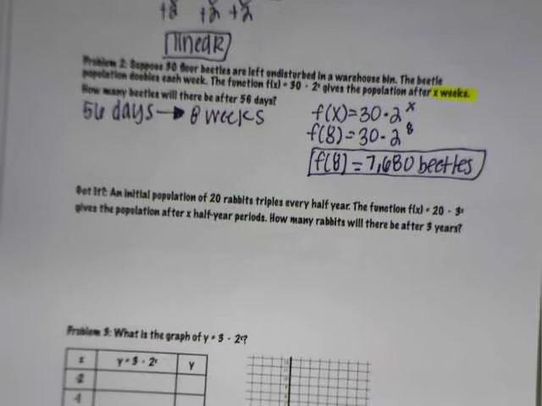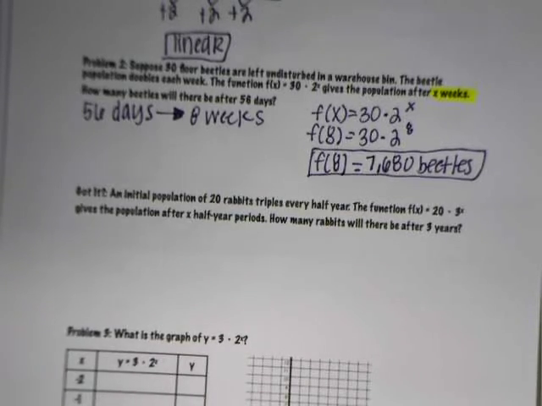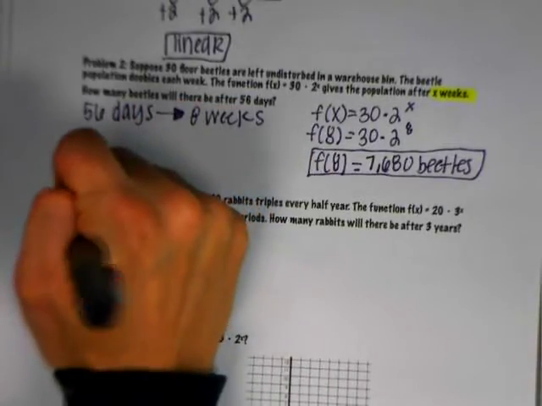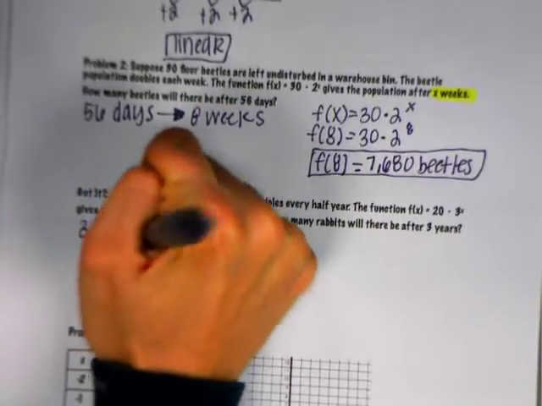You good on this one? Done? Okay, so what are you going to have to do first on this one? Anybody? What do I have to figure out first? Yep, how many half years, right? So 3 years is what? Yep, 6 half years.